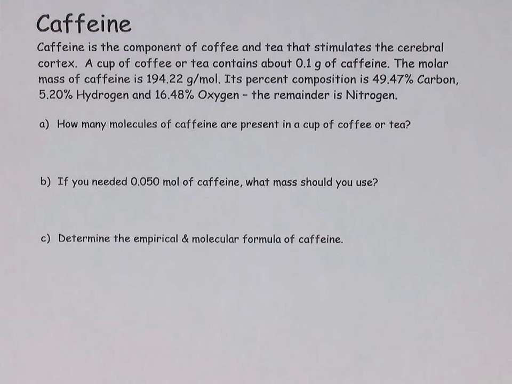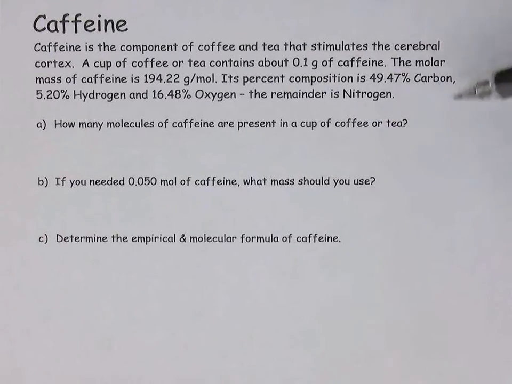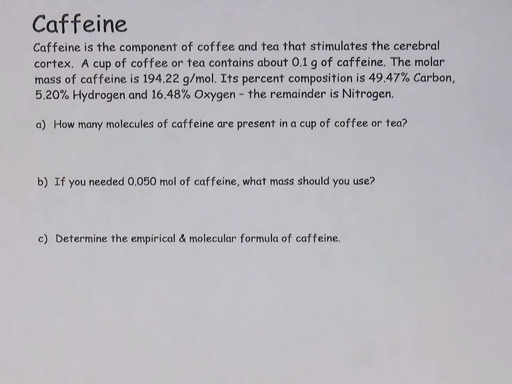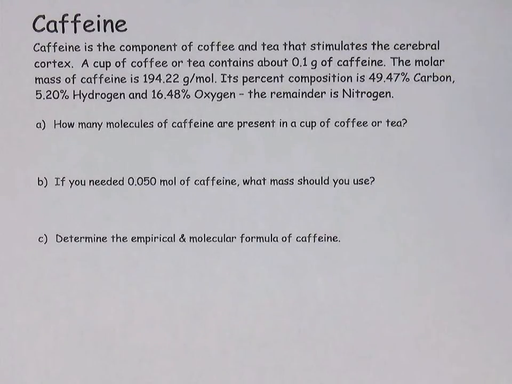In this video, we're going to take a look at empirical and molecular formulas from percent composition. We're going to do it looking at a compound that's familiar to most of us, caffeine. So we're told that a typical cup of coffee or tea has a caffeine content of about 0.1 grams.